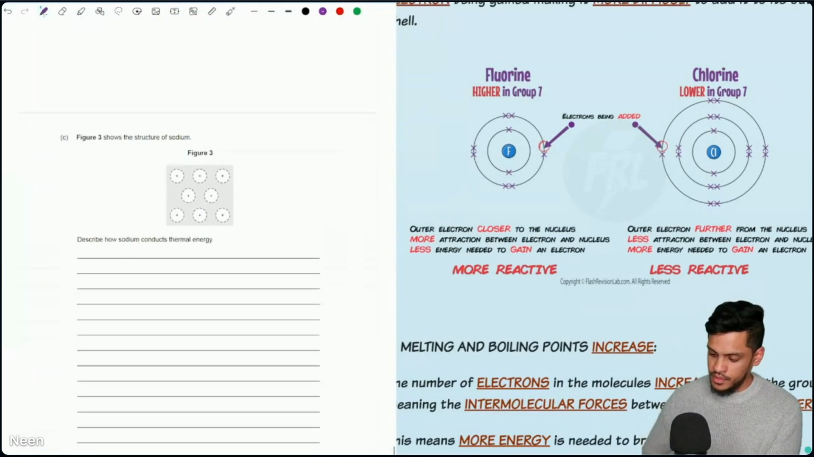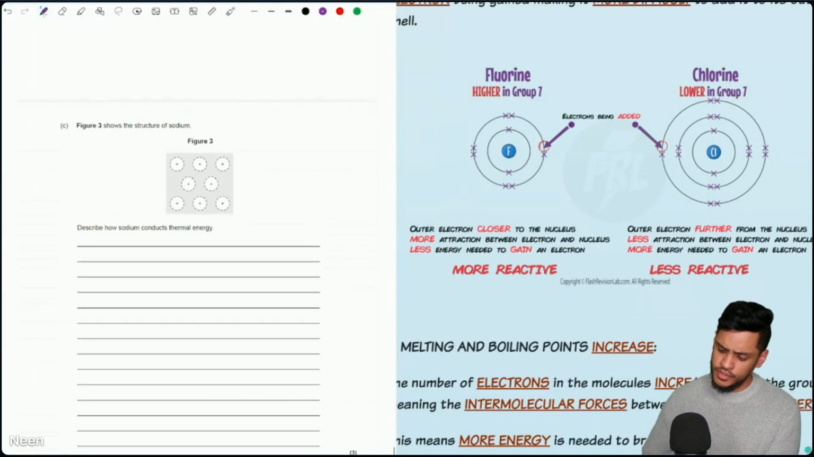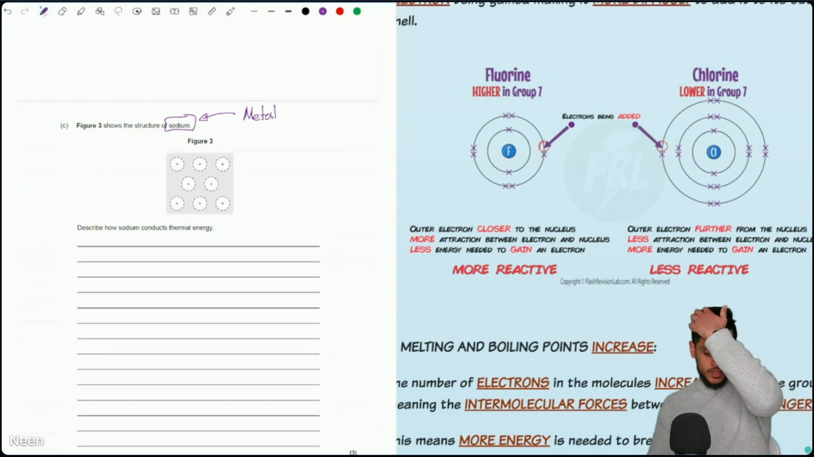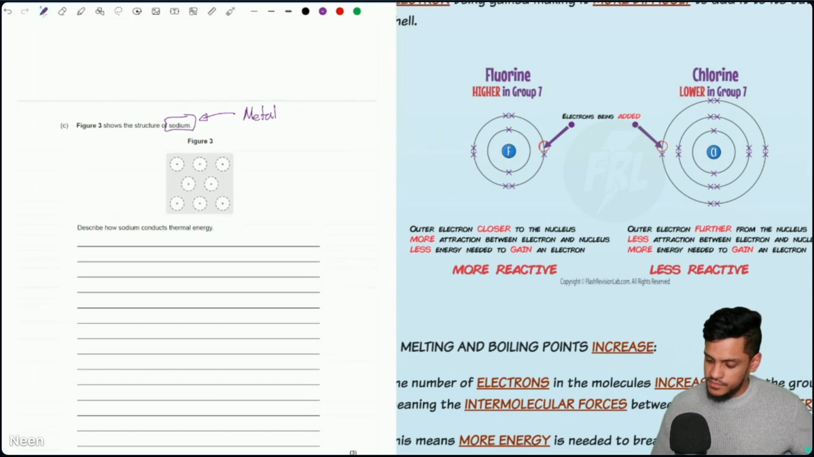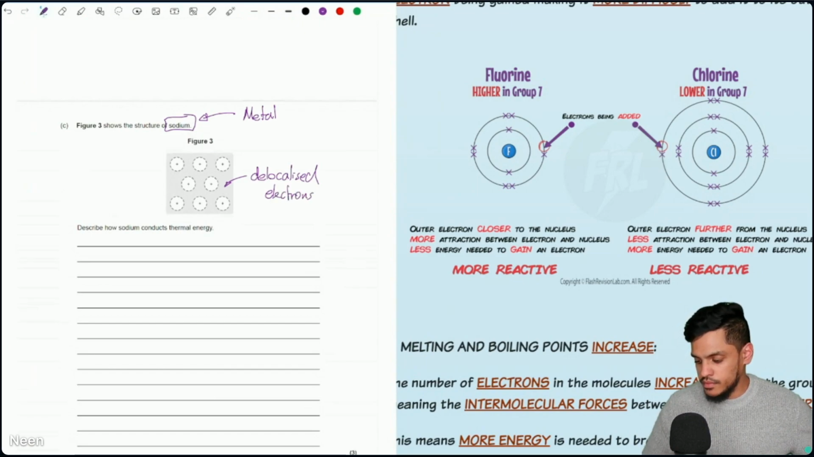Okay, now what type of bonding do we have here? Sodium is a metal, so we have metallic bonding. Remember, someone asked, if there's an ion, does it always mean it's ionic bonding? No, it doesn't. Here, it's not ionic bonding. This is metallic bonding. We have positive ions surrounded by a sea of delocalized electrons. And that's why this conducts electricity, because of the delocalized electrons.